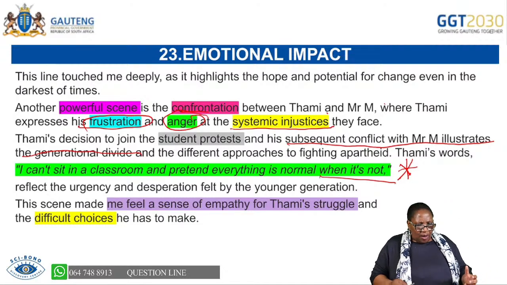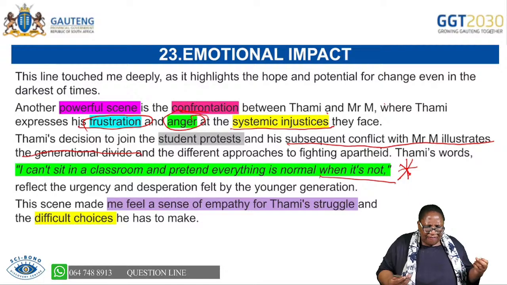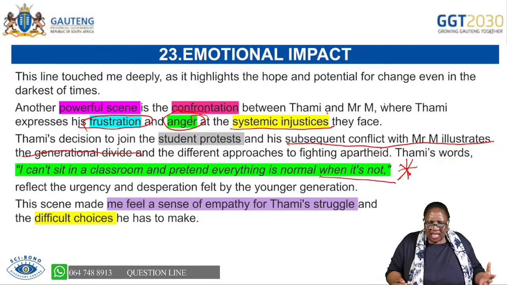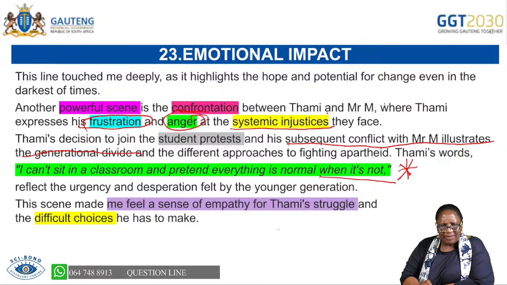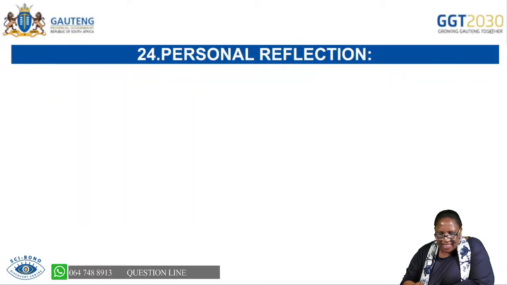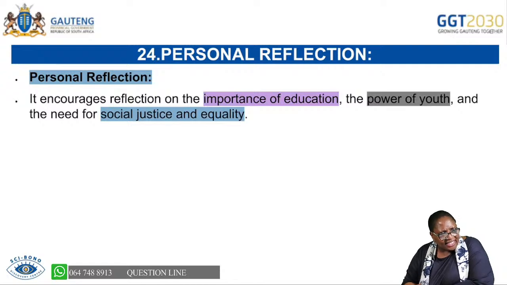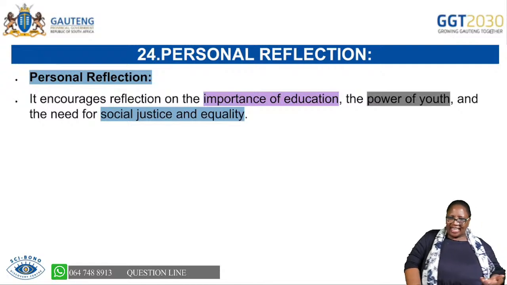This scene, to me, makes me feel a sense of empathy for Tammy's struggle and the difficult choices he has made. It was not just easy. Then he says, I cannot, I must do something. I cannot sit in this class and pretend that everything is normal when it is not. Personal reflection, we must reflect, like I said.